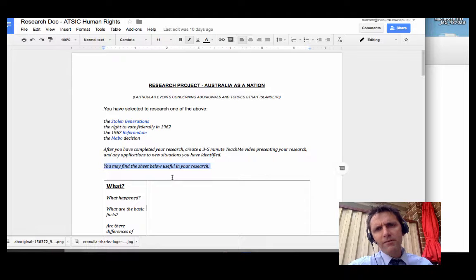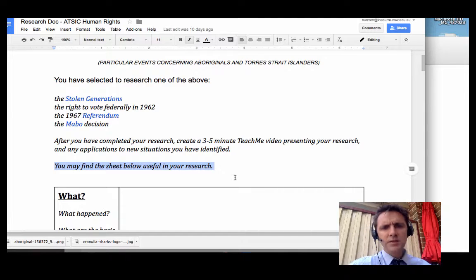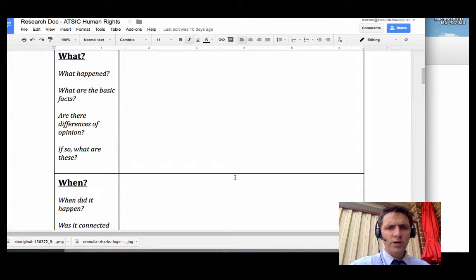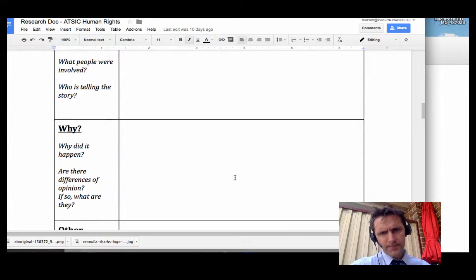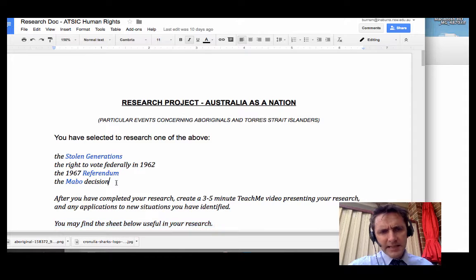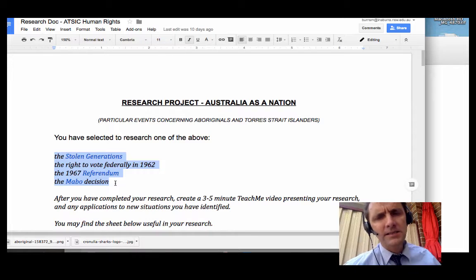As highlighted, you may find this sheet useful in your research because it breaks down exactly the sorts of questions you should be asking about the particular event that you choose to study. And here's those events again, just in case you've been missing them. The Stolen Generations, the right to vote federally in 1962, the 1967 referendum, and the Mabo decision. Choose one. You're not choosing them all, you're choosing one. There's nothing to stop you from starting to think about this now. It's due week 4, but you can start to think about it now.